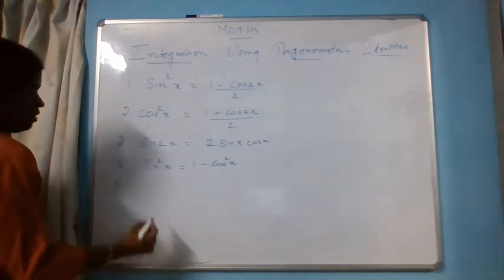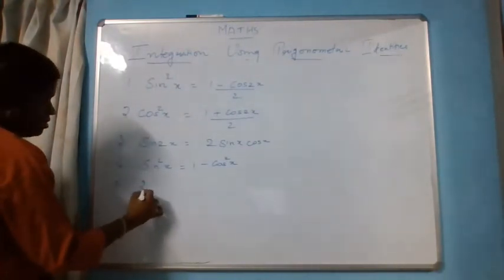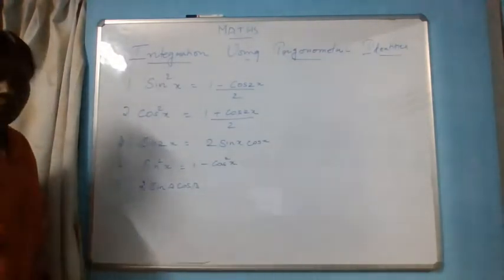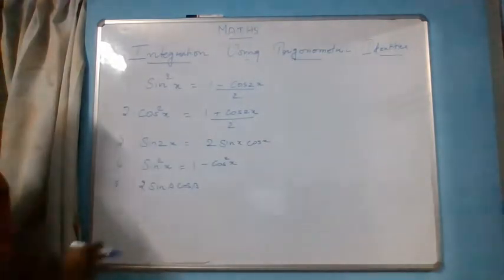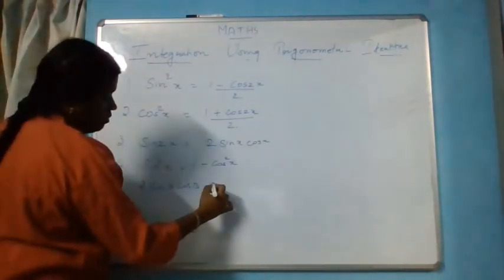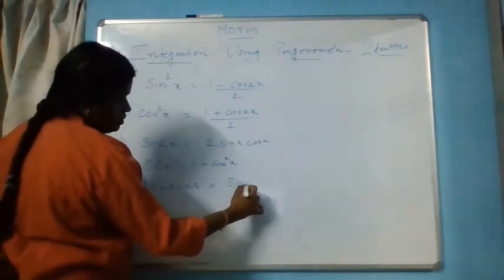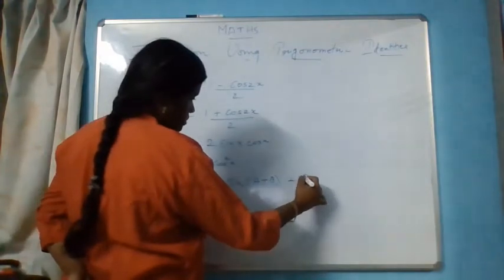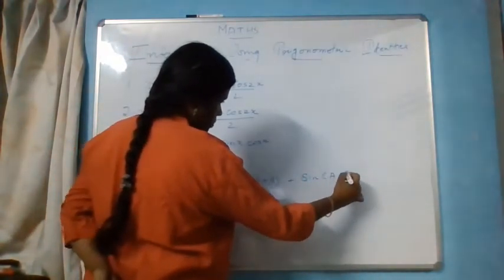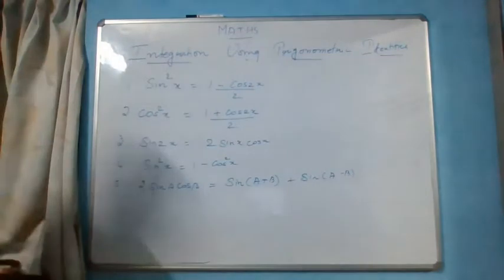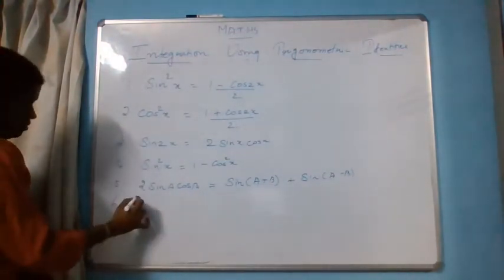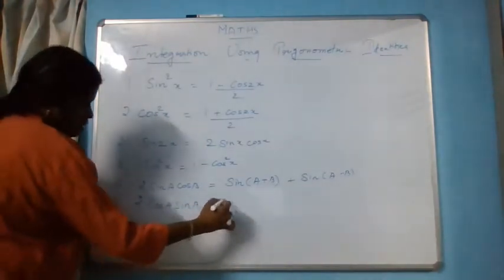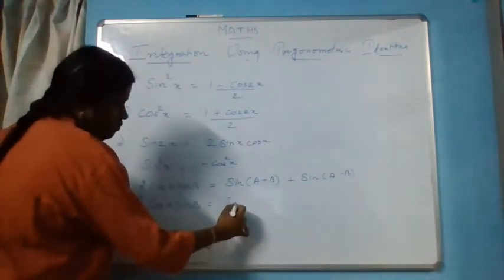Then 2 sin a cos b. How do you express 2 sin a cos b? You have learnt in 11th standard. Sine of a plus b plus sine of a minus b will give you 2 sin a cos b, and then 2 cos a sin b is nothing but the same.